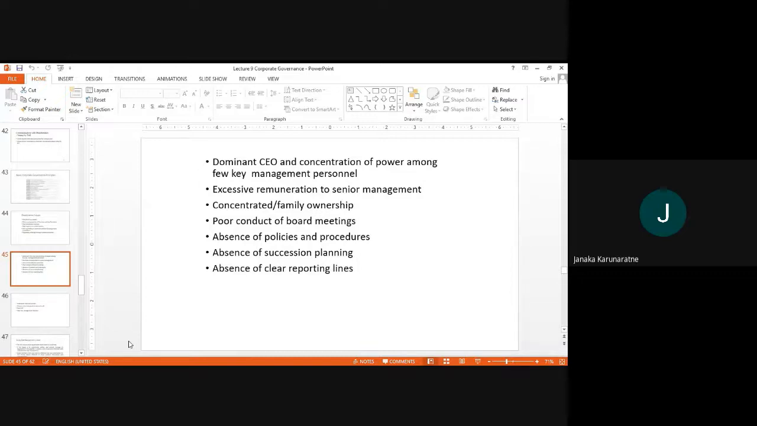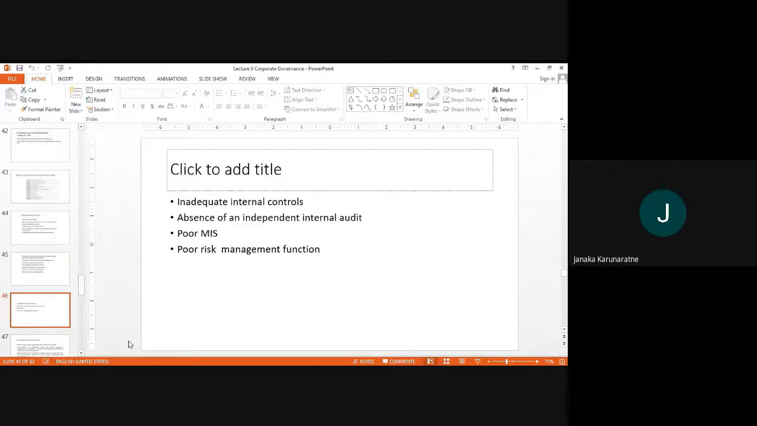And also absence of clear reporting lines. That's again important. In any organization, reporting lines must be very clear, so that there won't be any ambiguity in the decision-making process. Inadequate internal controls. As bankers, the importance of internal controls and segregation of duties is shown by the failure of Barings Bank, a classic example, a UK bank. Absence of an independent audit. Even though sometimes you say you have internal audit, it's not independent. So it has to be independent.